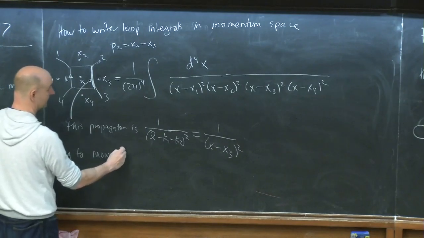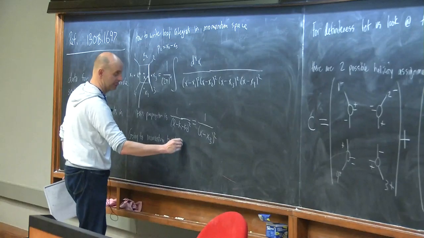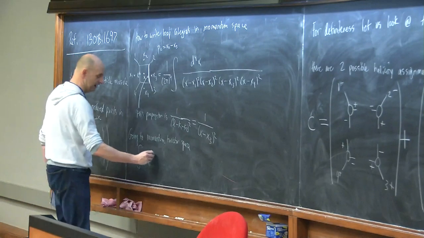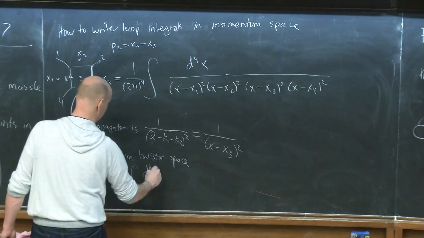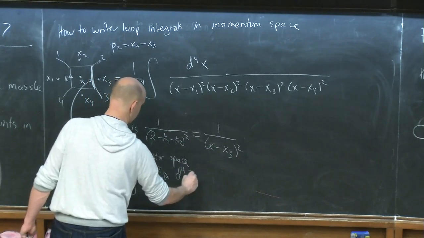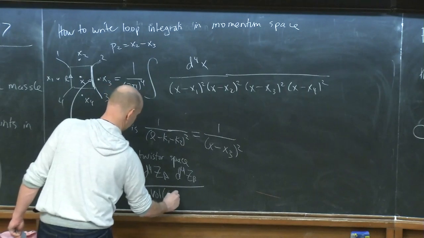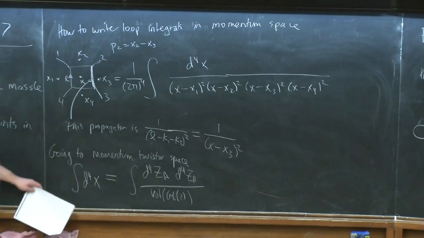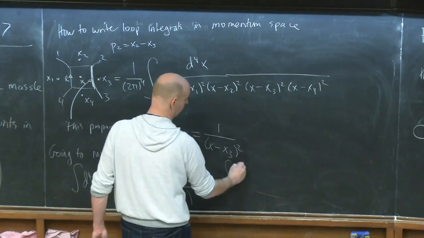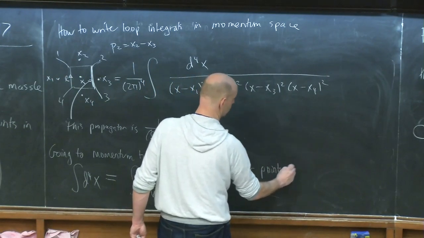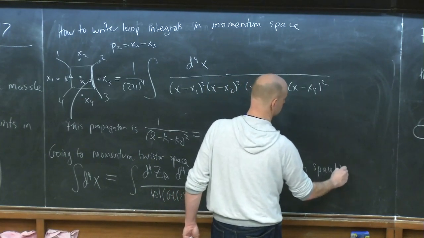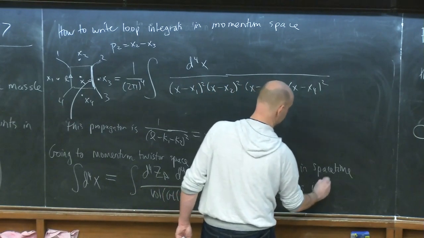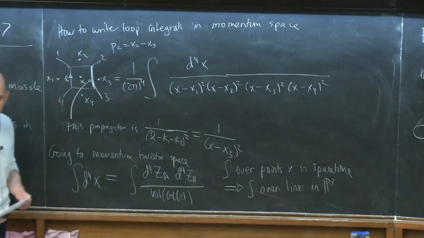So now when we transform to momentum twistor space, we need to know what happens to this integral over d4x. The answer is that you have to introduce two auxiliary points in momentum twistor space. What this means is that an integral over points in space-time translates into an integral over lines in P3. That was our twistor correspondence that we talked about earlier.